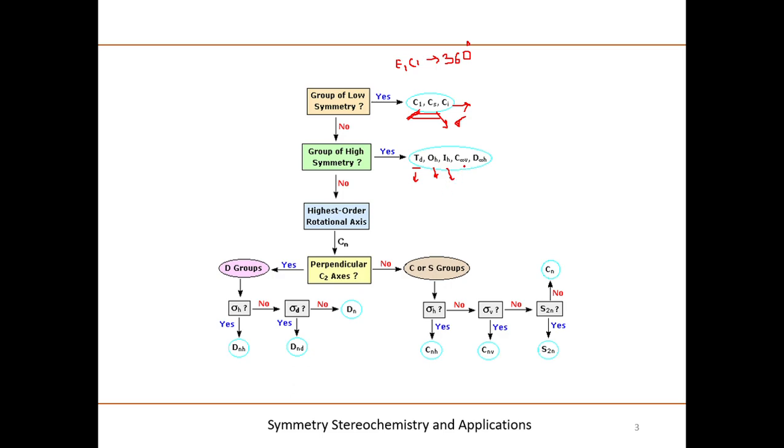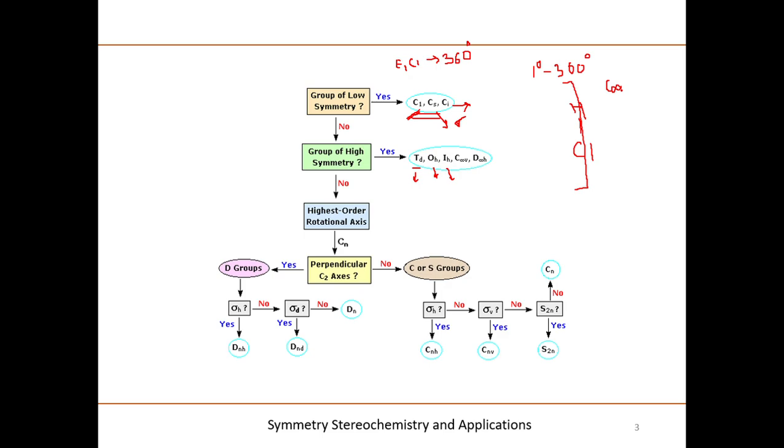Now let's talk about C infinity v and D infinity h. Here we will take the example of C infinity v. I am taking a heterodiatomic molecule, HCl. In the case of HCl, if I pass the axis of rotation from here and rotate by 1 degree, and we can rotate up to 360 degrees, at any angle from 1 to 360, if you rotate the molecule you will get an indistinguishable image of the molecule. That means here we have an infinite order of axis.